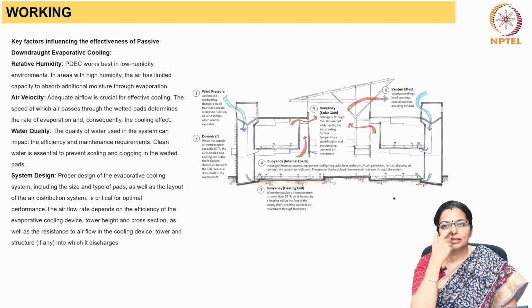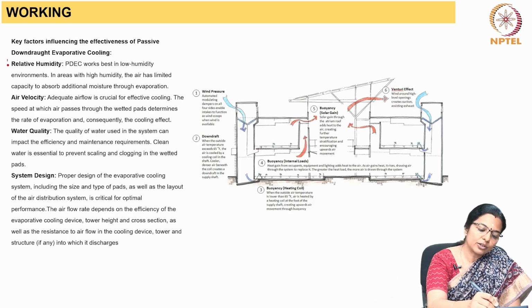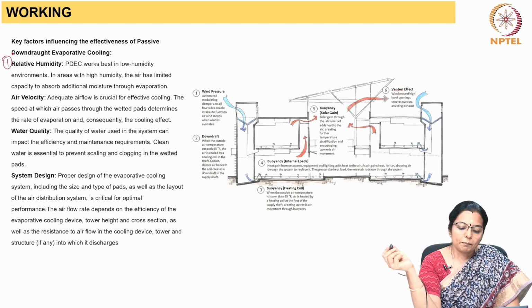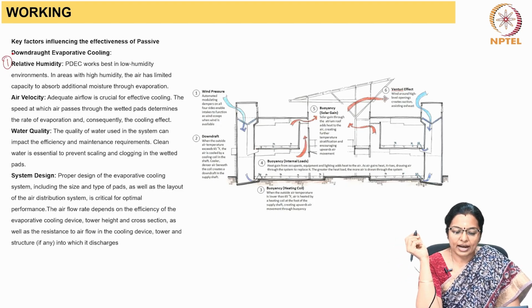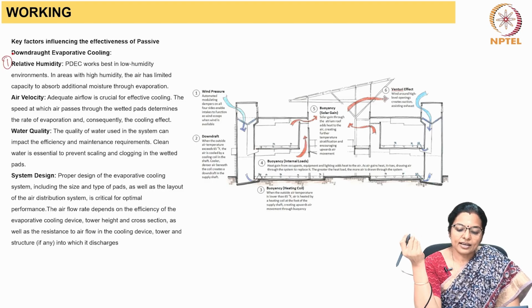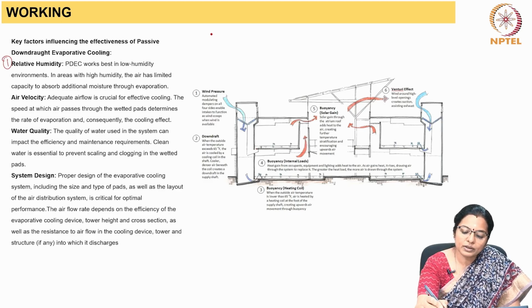Key factors influencing the effectiveness of passive downdraft evaporative cooling. First is the relative humidity. PDEC works best in low humidity environments. In areas with high humidity, the air has limited capacity to absorb moisture through evaporation.